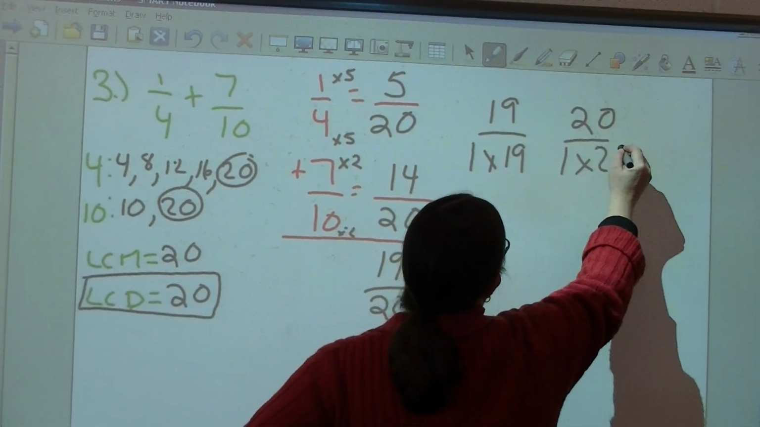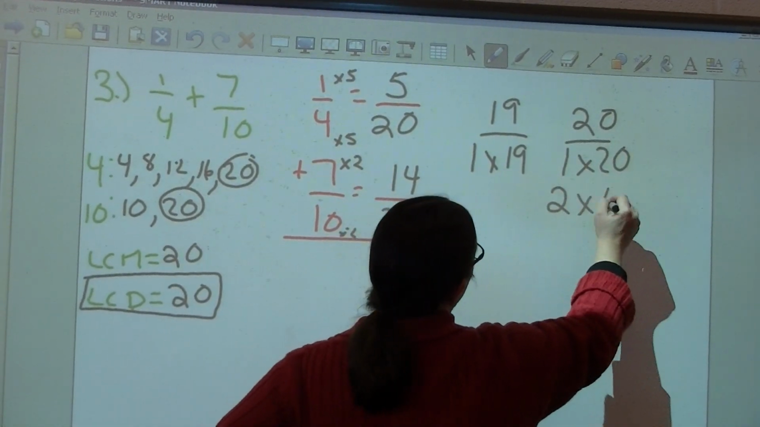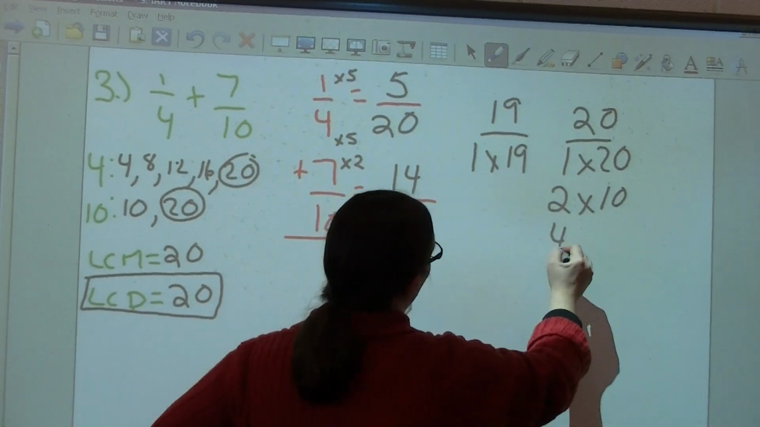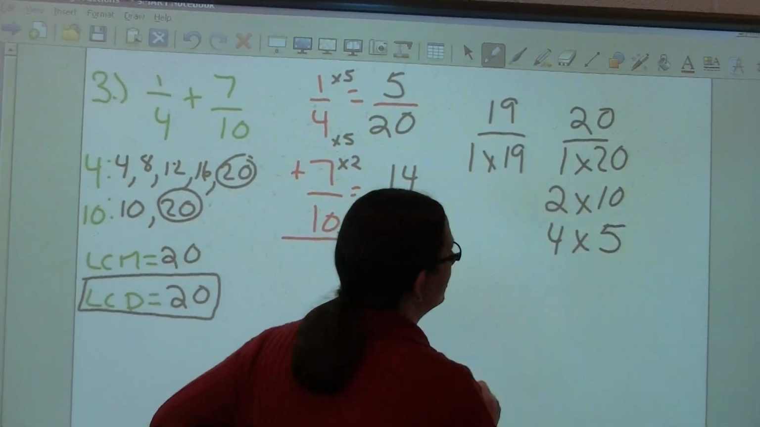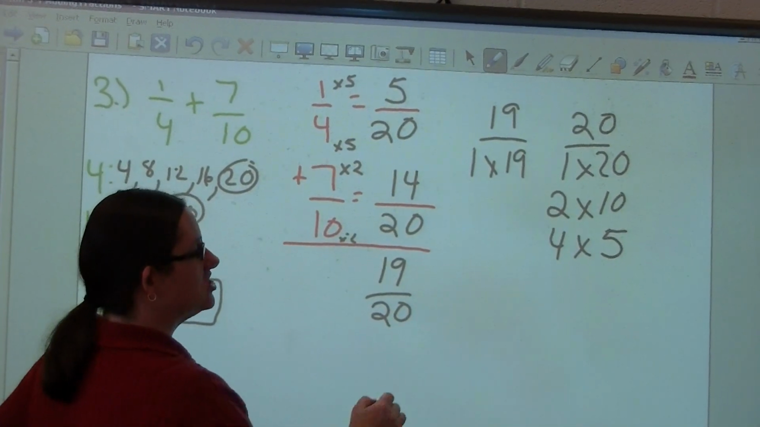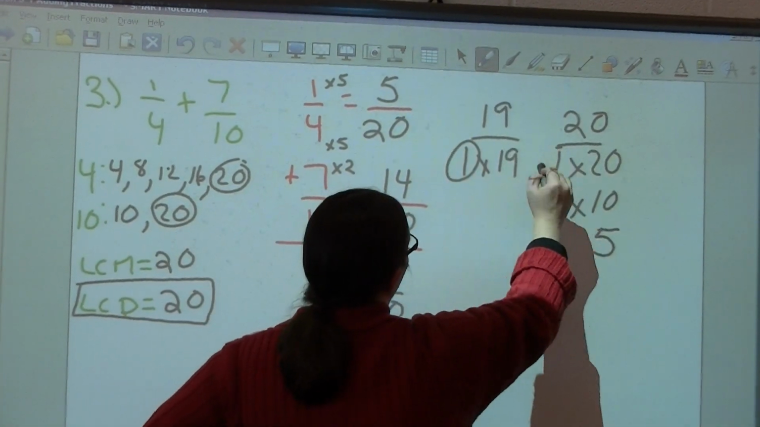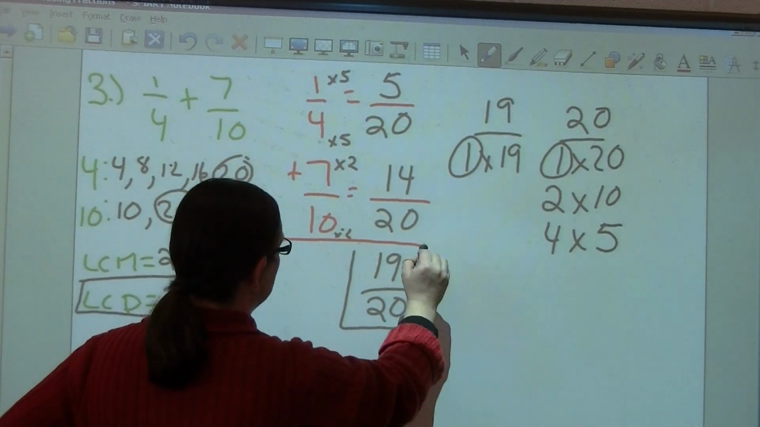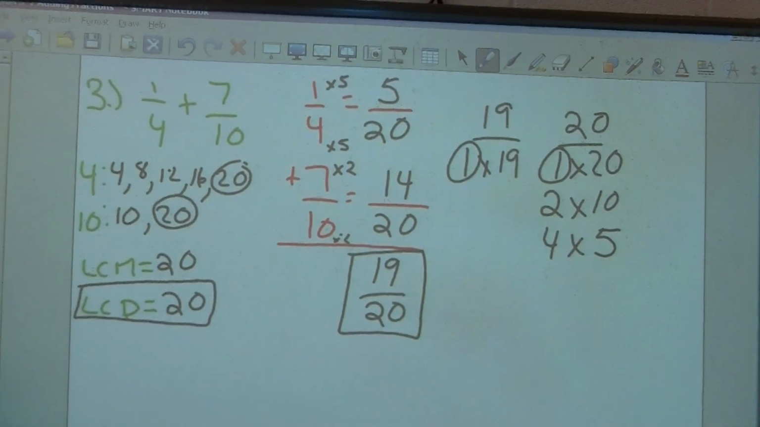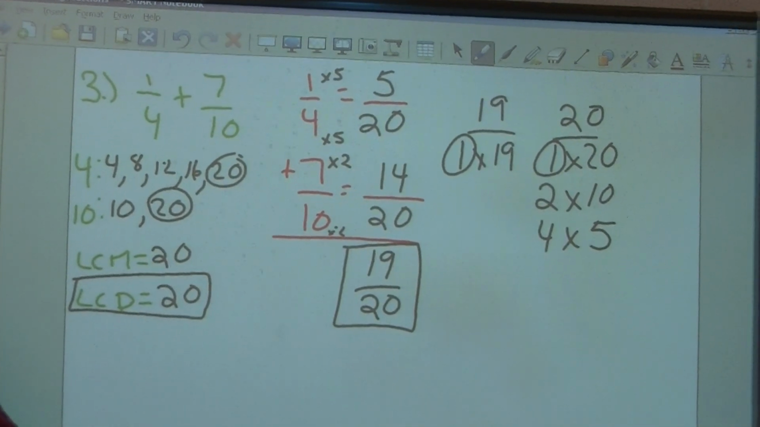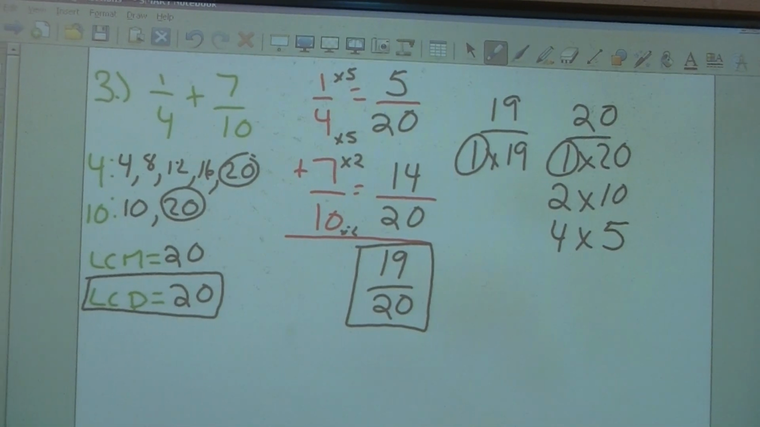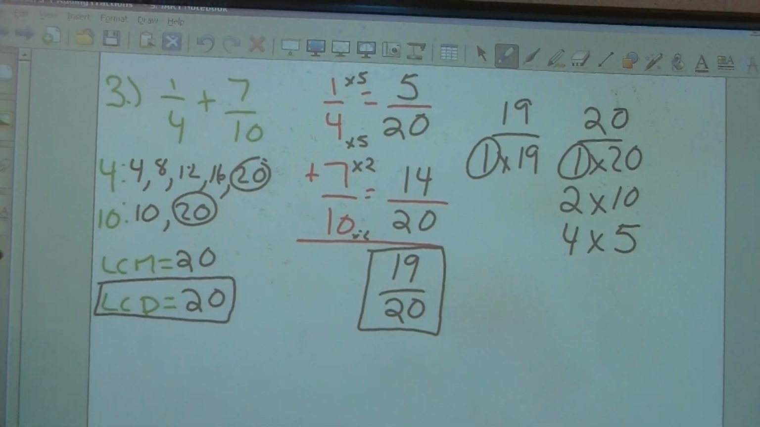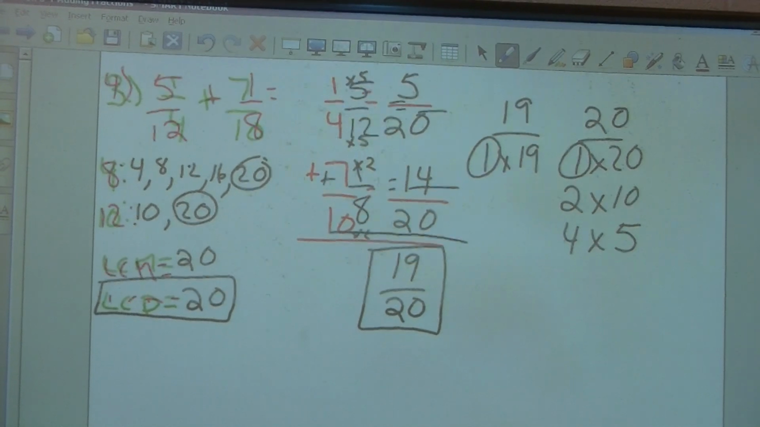1 times 20. 2 times what? Good. 2 times 10. 4 times what? 4 times 5. Good. Anything else? Nope, those are our factors. Greatest common factor, the only factor they have is 1, so that means that 19/20ths is our final answer. All right, good job, fifth grade. At this point, if you need something, questions, please put them down right in your spirals and have them ready for class. Let's try another one together.